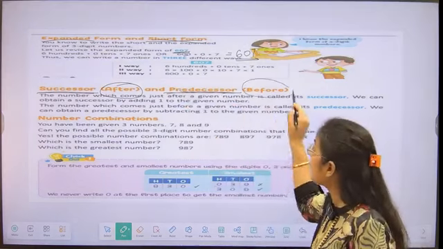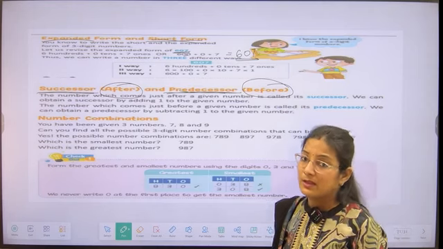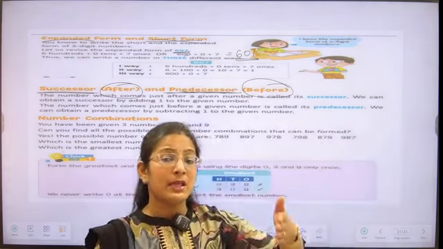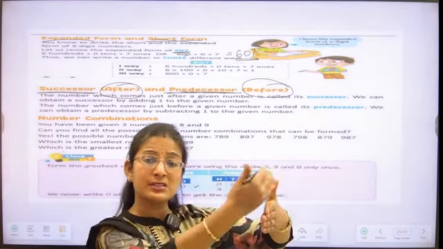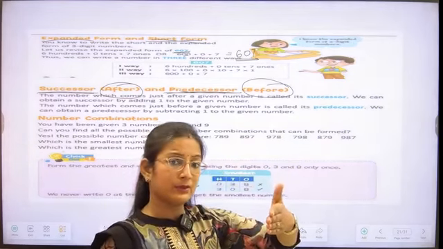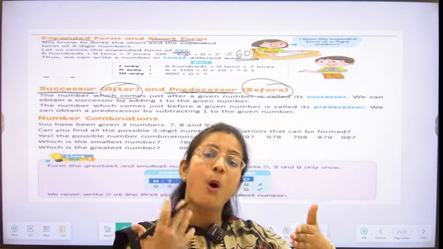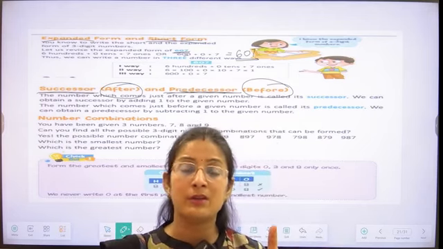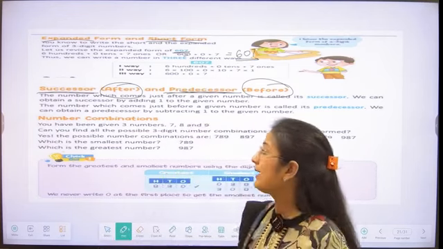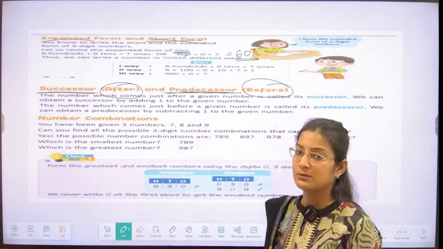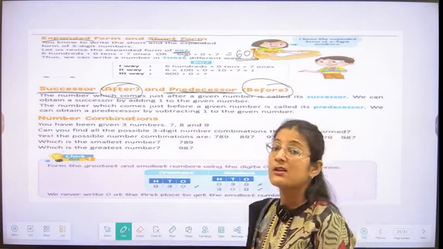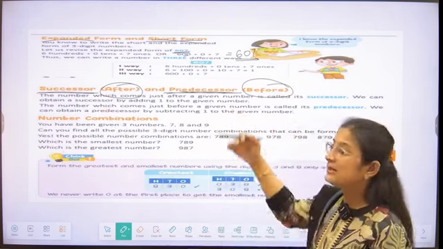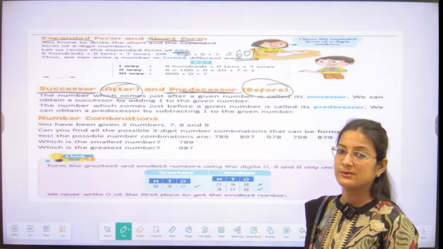Similarly, whenever we write the predecessor of any number, we have to write the number before it. If I ask you to write the predecessor of any number, you have to write the number just before that number, or we can say that we simply subtract 1 from that number to get its predecessor. So with this, we are finding the successors and predecessors of numbers.